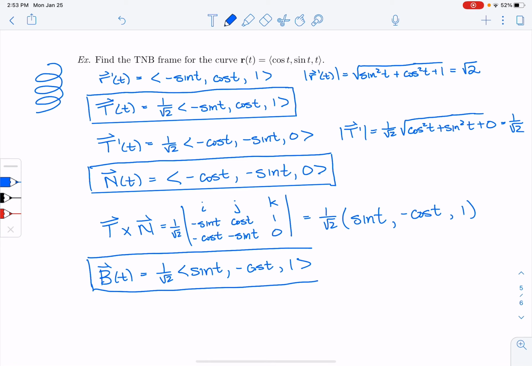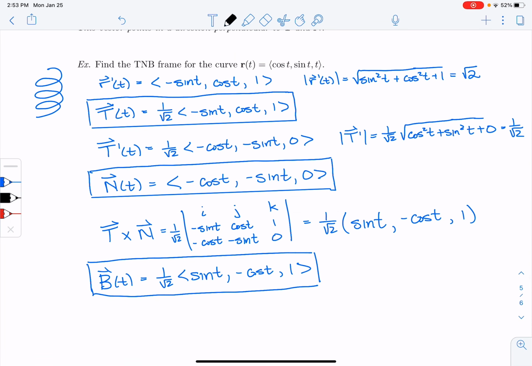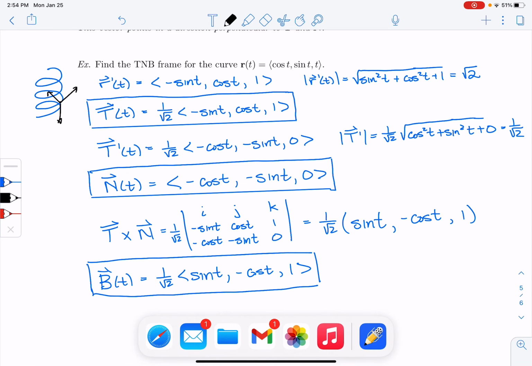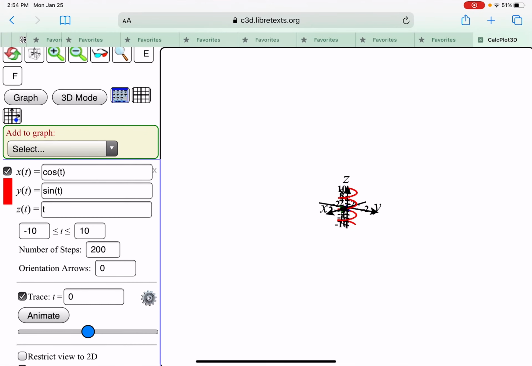And then along that helix, they are going to define a coordinate system, which has a tangent vector, a normal vector, and that normal vector is going to point inward, and then a binormal vector. So let's see what this looks like. We can at least see the tangent vector and the normal vector if we look at this in CalcPlot 3D.